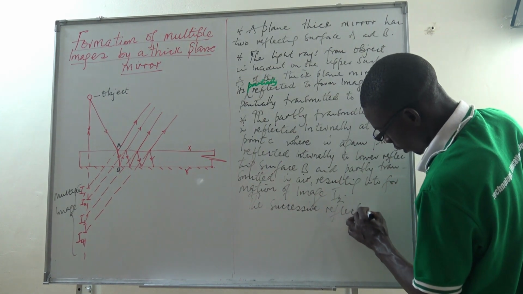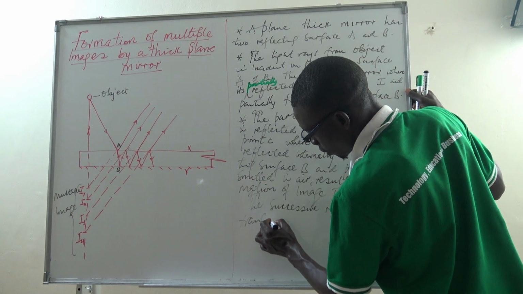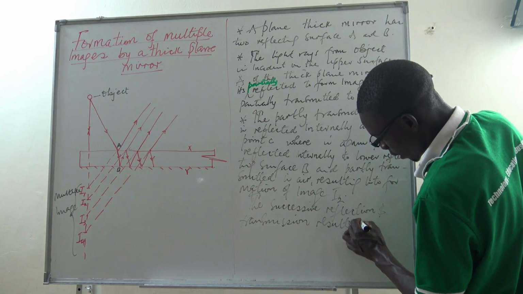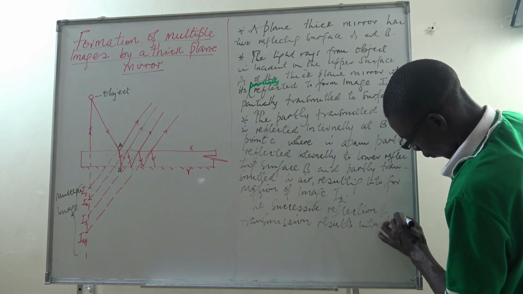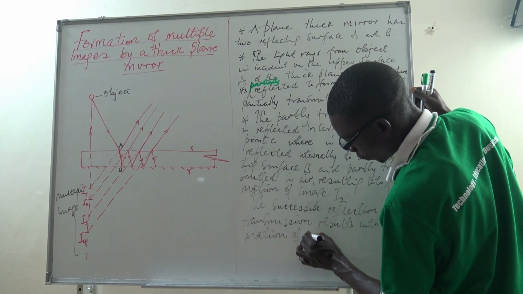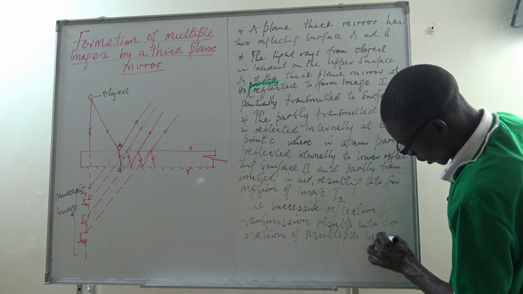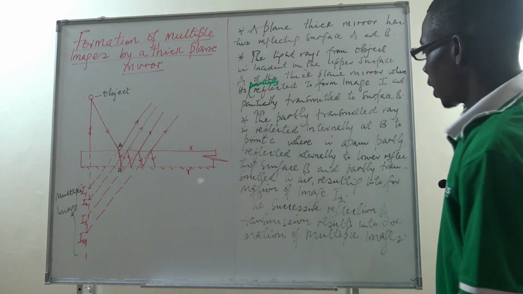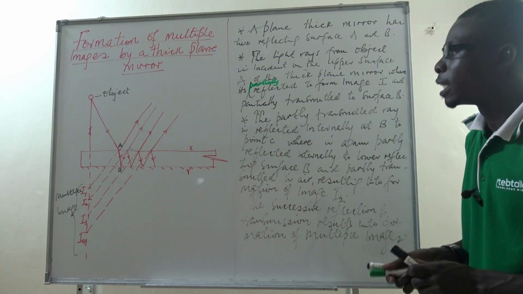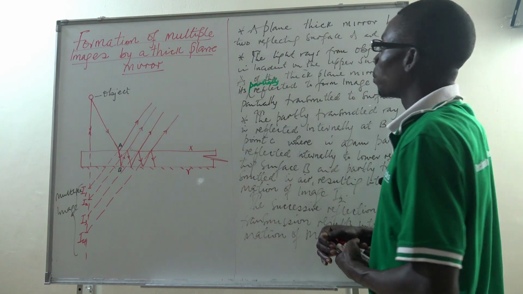reflection and transmission results in formation of multiple images. That is what we could actually write about a plane mirror: how images are formed, the number of them when we are having a thick plane mirror.